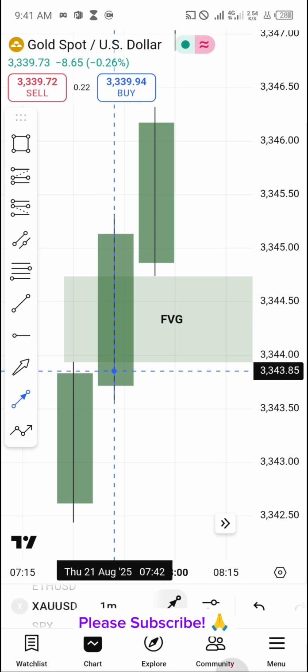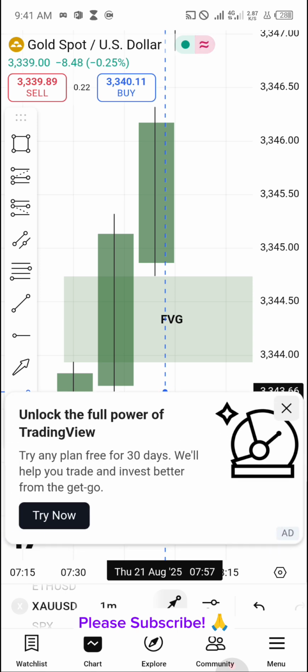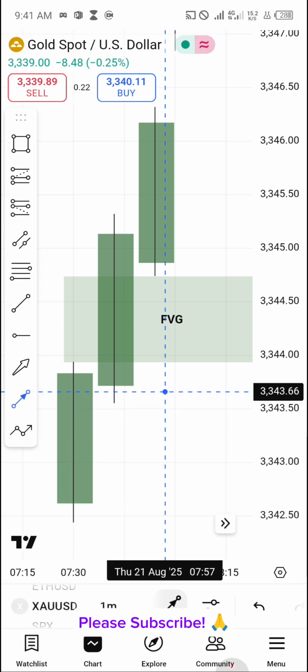And why this matters is because the market often comes back to fill the imbalance. The fair value gap is an imbalance, and it matters because price tends to fill the imbalance before it continues to the upside. Now, mind you, this is a bullish fair value gap.